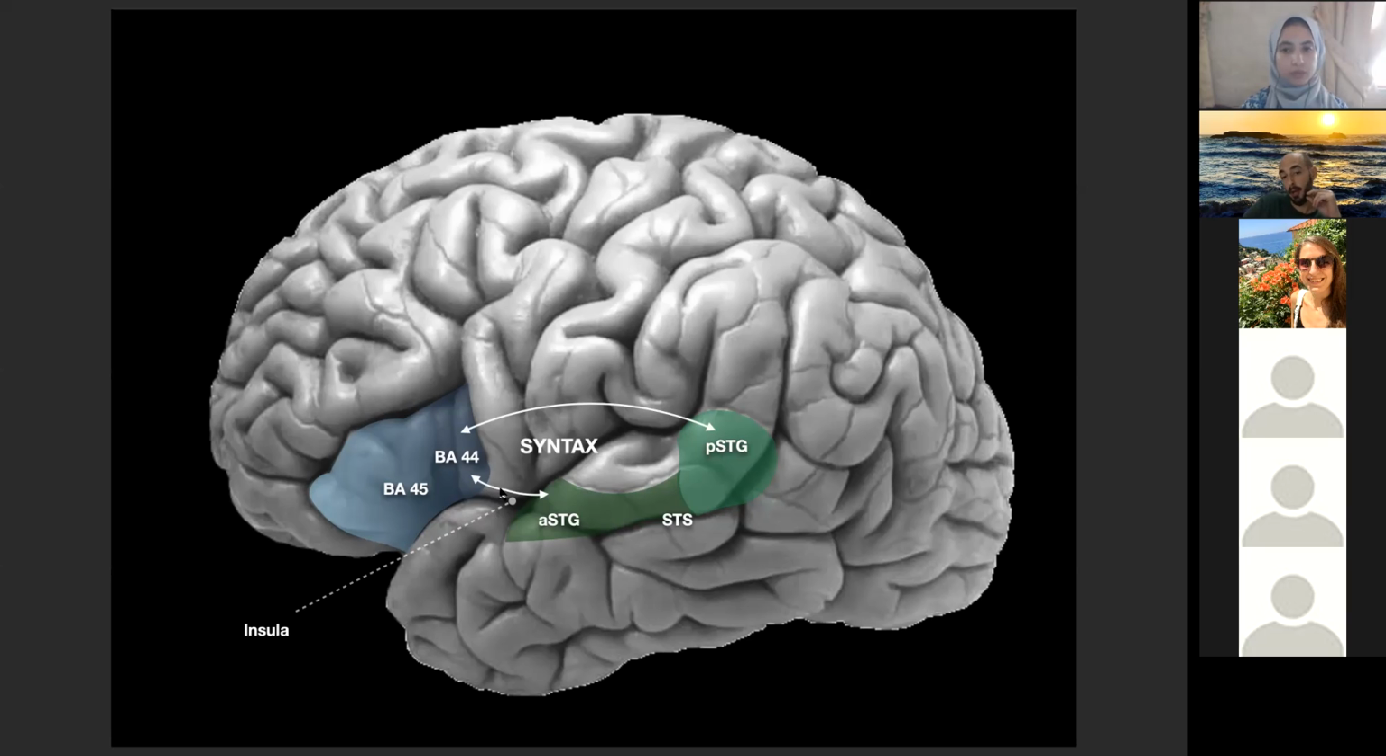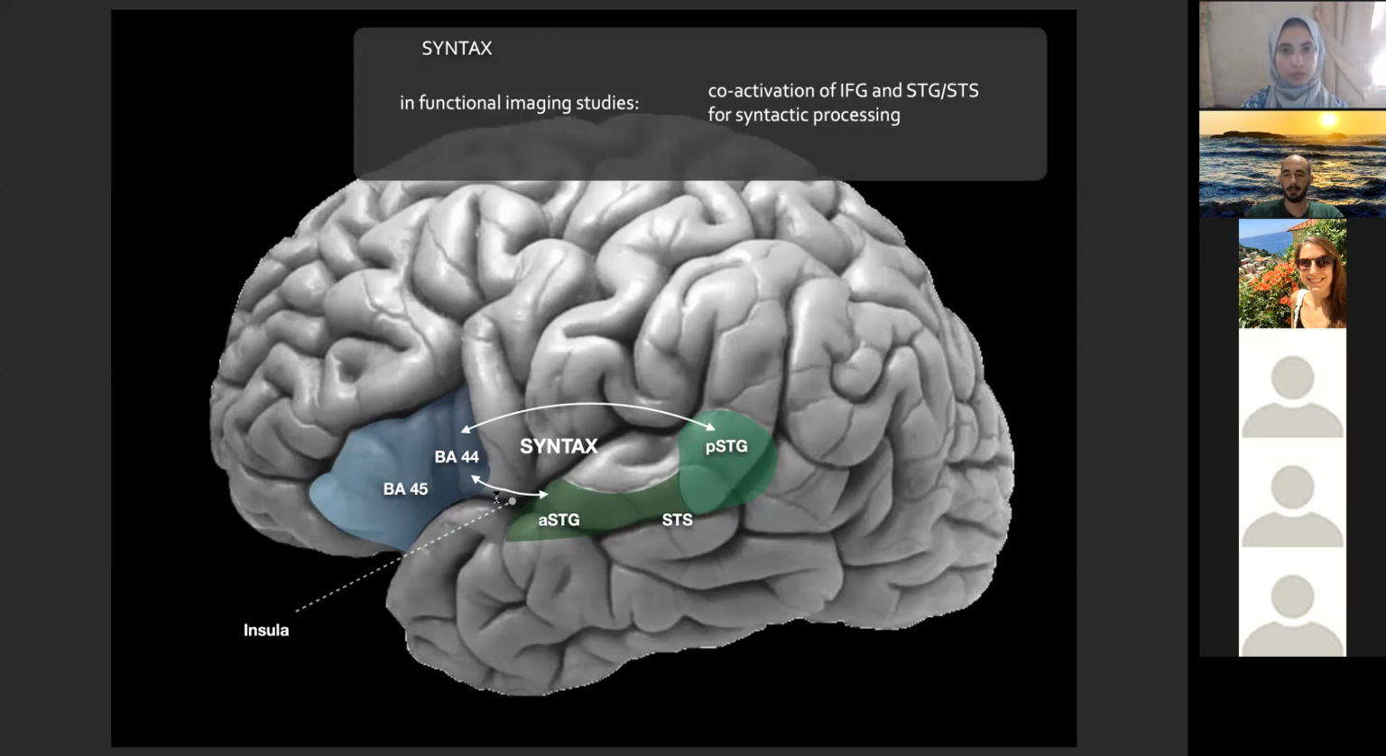And also, I haven't mentioned this because I actually cannot see them, but there are areas like the insular cortex, very important, right? And also the frontal operculum, which is right between Broca's area and the insular cortex. Sometimes these are just considered part of Broca's area. Okay, so this would be our nice syntax network. What is the evidence for this? In a lot of functional imaging studies, you see the co-activation of inferior frontal gyrus, STG, and STS for syntactic processing, okay? In a lot of studies.